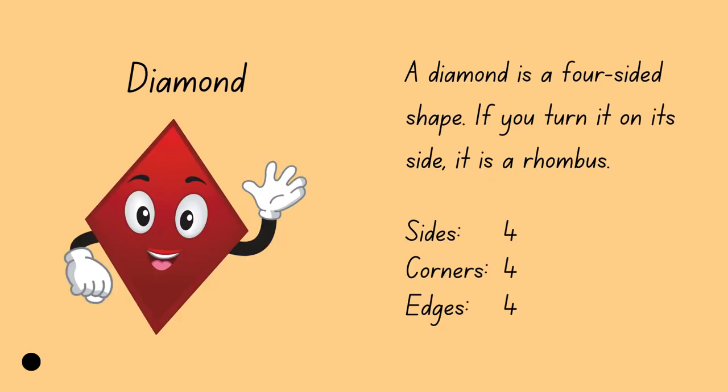Diamond. A diamond is a four-sided shape. If you turn it on its side, it's a rhombus. Sides, four. Corners, four. Edges, four. It has four sides, four corners, four edges.